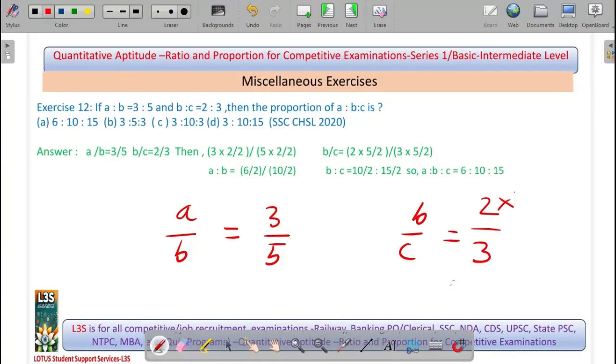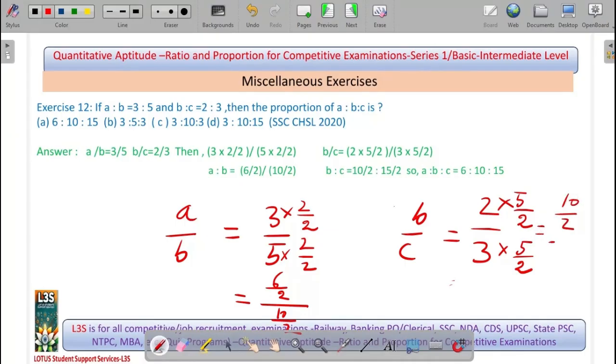So to do this, we have to multiply this by 5 by 2. So 2 will be cancelled, it becomes 5. Then this also we have to multiply by 2. And as the denominators we have multiplied by 2, we have to do here 2 by 2. 2 by 2 means 1. So just to make the denominator like this, we can write 6 by 2, 10 by 2. Now here we can write 10 by 2 and here we can write 15 by 2.